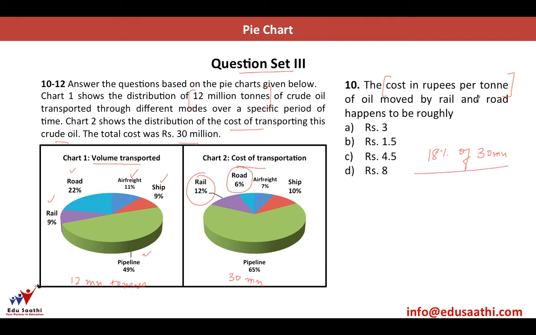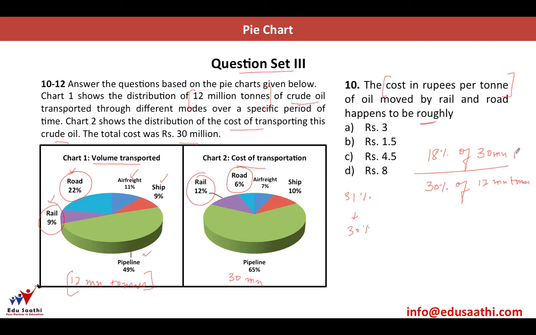Now this we have to divide by the tons of crude oil which were transported through these two modes. So let's check the volume transported. Rail is 9% and road is 22%. So this makes a total of 31%. For simplicity, I'll take this 31% to be 30% as I have to calculate the cost roughly. So this is divided by 30% of the total volume that is moved, 12 million tons.